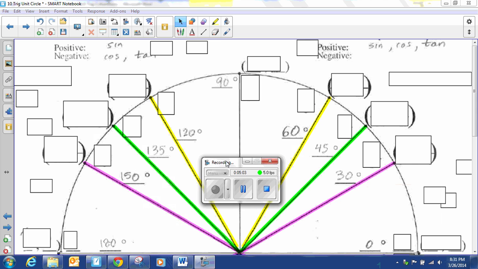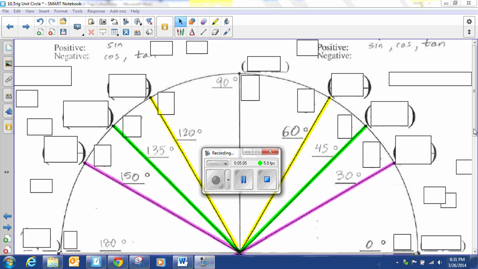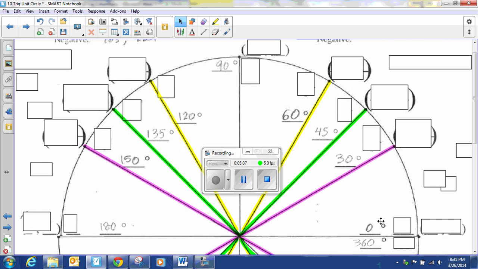It is time to find the radians. So we're going to go ahead and start in the same order. 0 degrees is 0 radians, right? If you remember to convert from degrees to radians, you multiply by pi over 180, and the degrees cancel out.